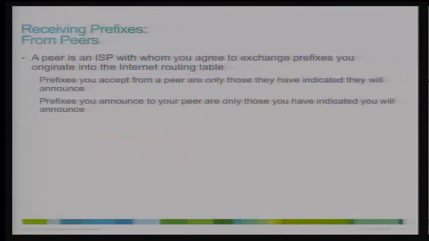Receiving prefixes from peers. When you receive prefixes from peers, typically you exchange your own routing tables, so your own address space and your own customer address space. If I'm exchanging routes with ASN2 as a peer, I'll advertise the address block that's assigned to me as well as the address block that's assigned to my customers. And the other service provider will do the same thing.